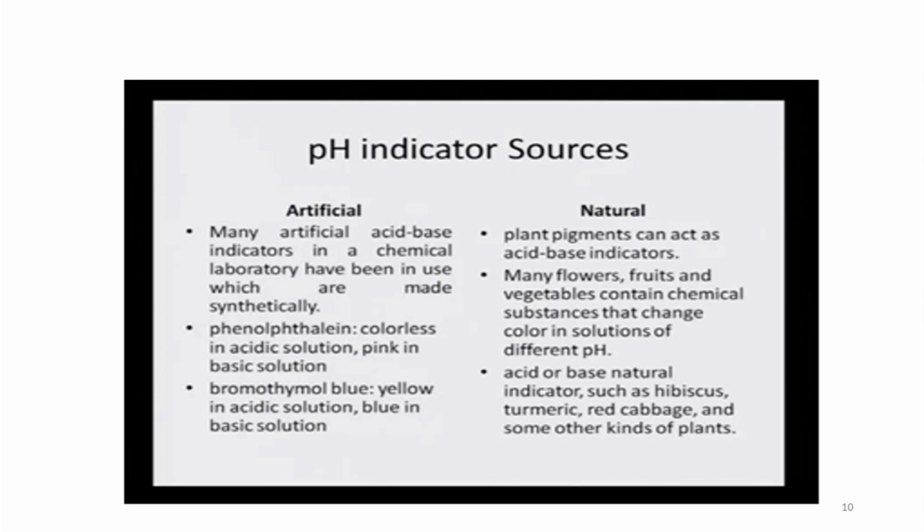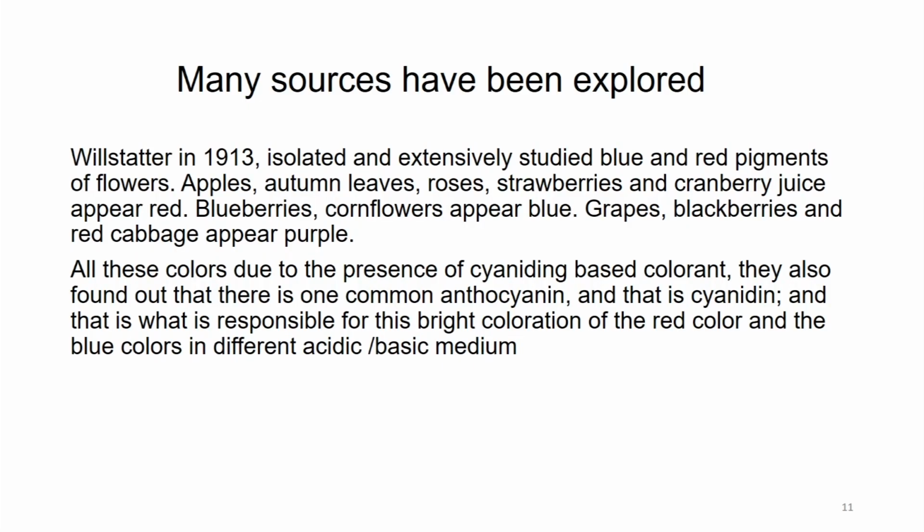From plant sources, plant pigments can act as acid base indicators. Many flowers, fruits and vegetables contain chemical substances, particularly belonging to the anthocyanin class of colorants, which can change color in solutions of different pH, acid or base. Natural indicators such as hibiscus, turmeric, red cabbage, rose petal and some other kinds of plants have been used as pH indicators. So, there are many sources which have been explored.